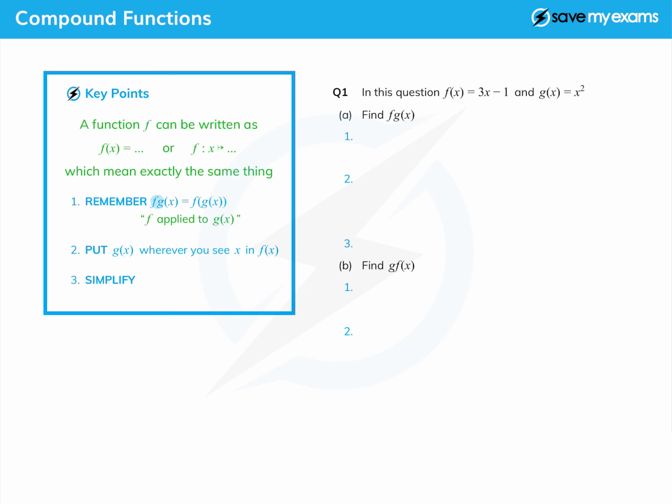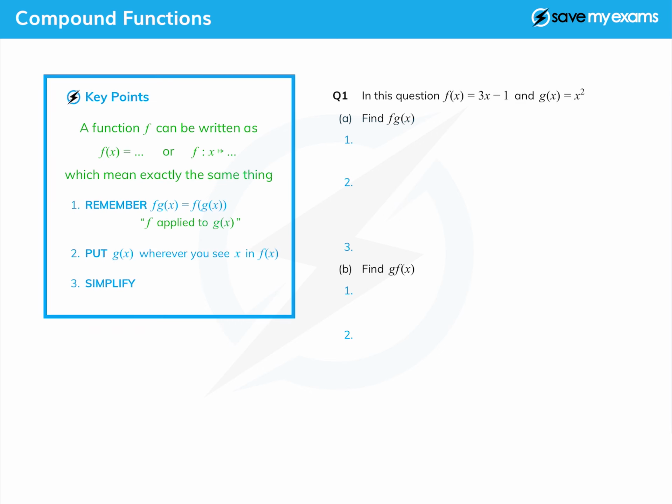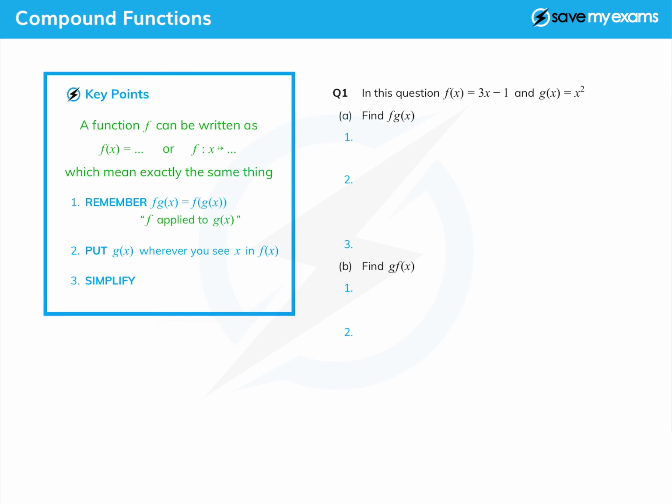Well, the notation you'll see is fg of x, or brackets x, and you just need to know that fg means f applied to g of x. In other words, the g of x goes inside the f of x, and remember in the basics tutorial, whatever's inside the bracket replaces the x. Okay, and indeed that's what we say here. Put g of x wherever you see x in f of x, and then we just simplify. So here we go. Let's have a go at a couple of questions.